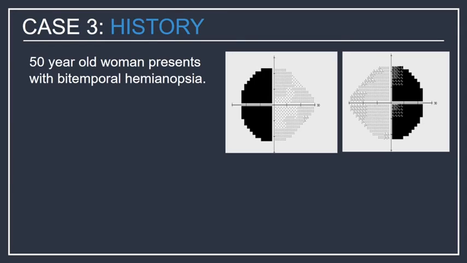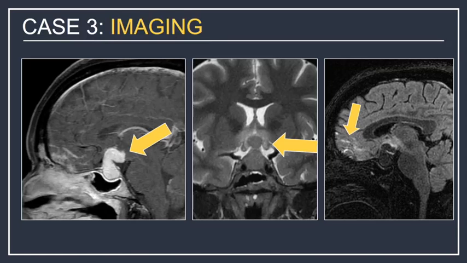Our next patient is a 50-year-old woman presenting with bitemporal hemianopsia. Because of this classic pattern of visual field loss, a compressive abnormality was suspected at the level of the optic chiasm, which was evaluated with a dedicated pituitary protocol MR examination. On MR, we can see that there's marked thickening of the pituitary gland and of the infundibulum, which extends up to cause mass effect on the optic chiasm and the optic tracts, as well as some edema within the hypothalamus.